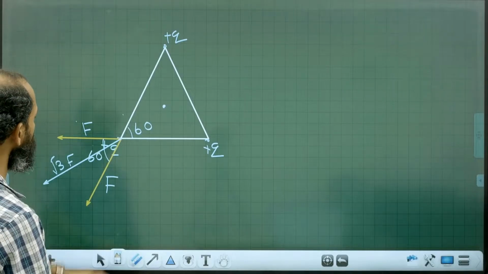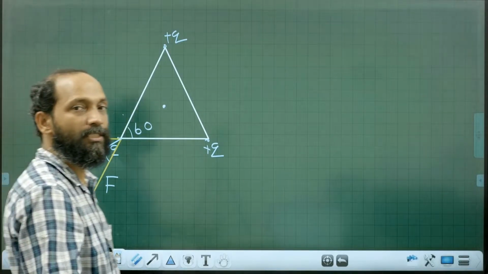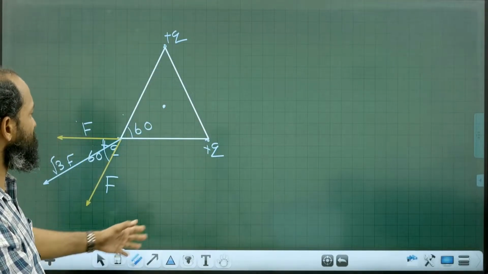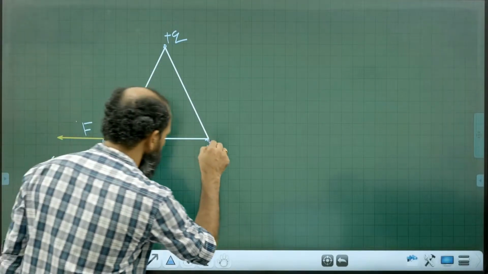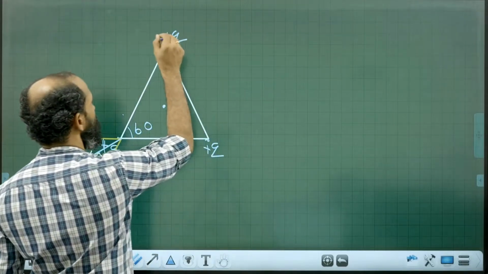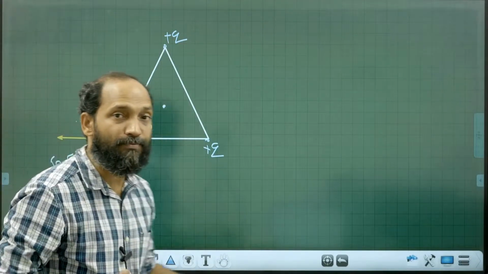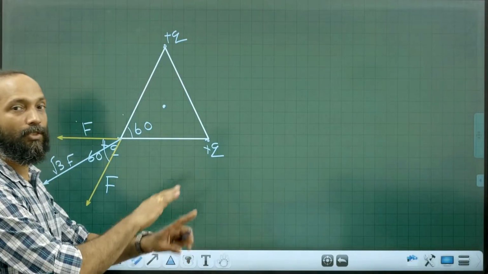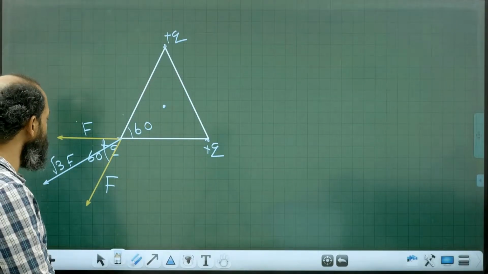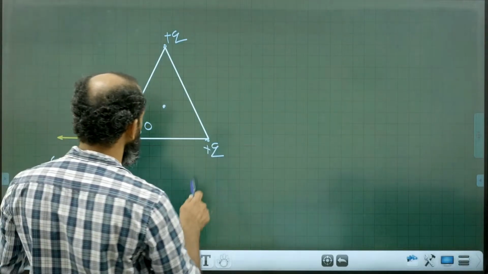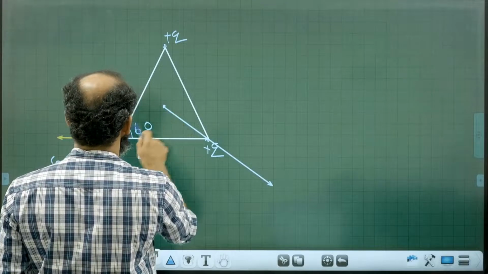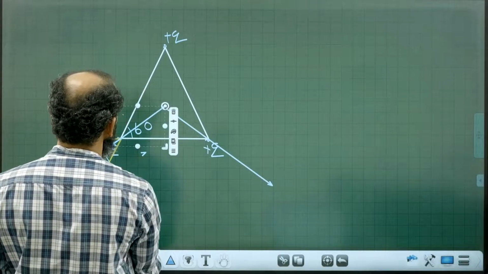Net force acting on any one of those charges will be √3 F in magnitude. This is the way by which we apply the superposition principle. Like this one also, √3 F, and this one also √3 F. Each of those √3 F's, if you extrapolate, will pass through the centroid. That's why the sum total of all forces is 0, because each of those √3 F's will be at an angle.